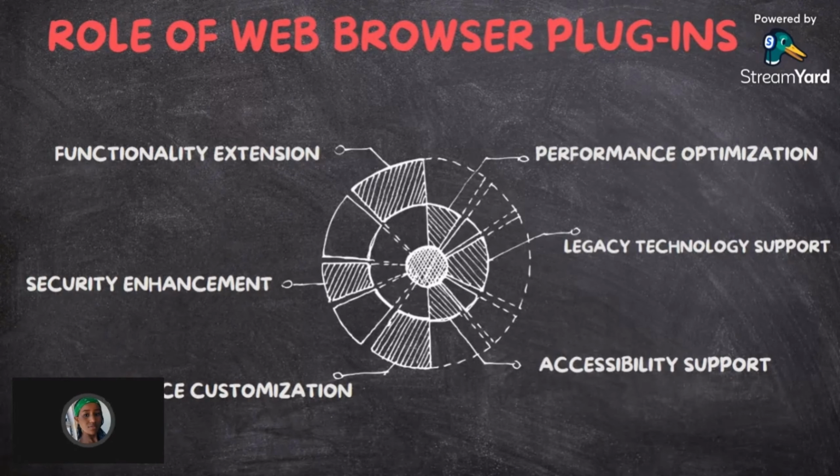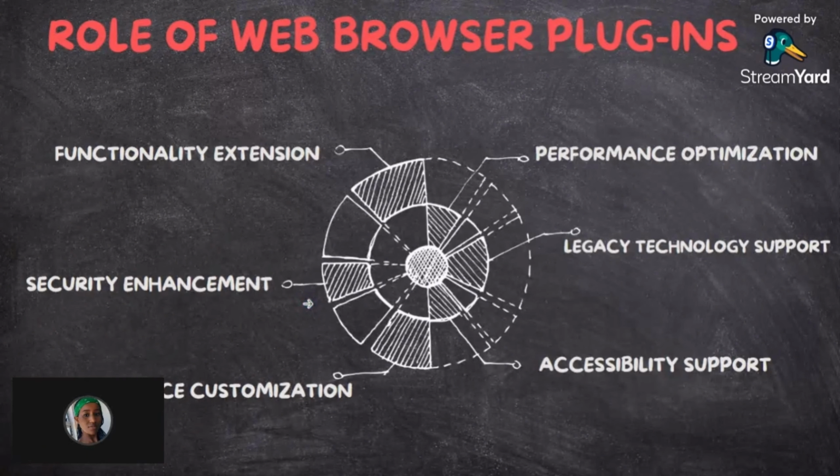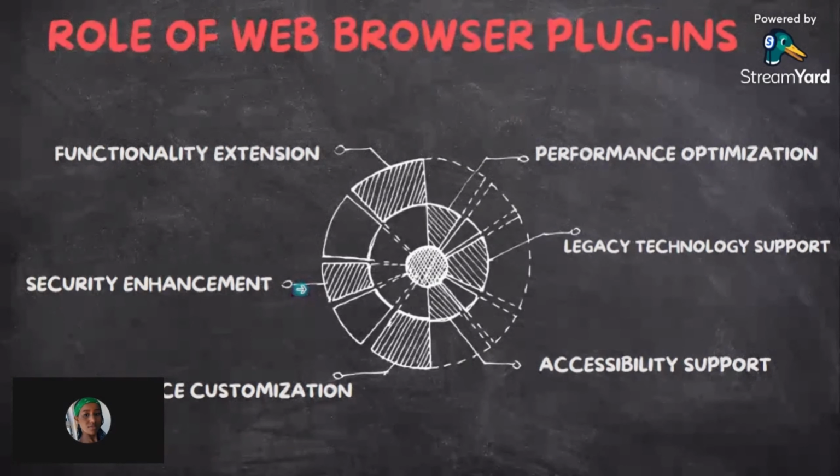Next, we talk about the role of web browser plugins. Browser plugins expand the capabilities of browsers beyond simple page rendering. They fulfill various functions, including functionality extension. This adds features like PDF viewing, ad blocking, or automatic form filling. Security enhancement boosts browser security with tools like VPNs and anti-malware plugins to protect data and privacy.